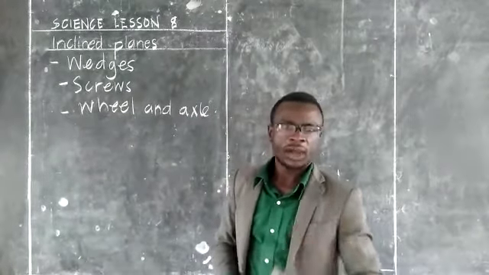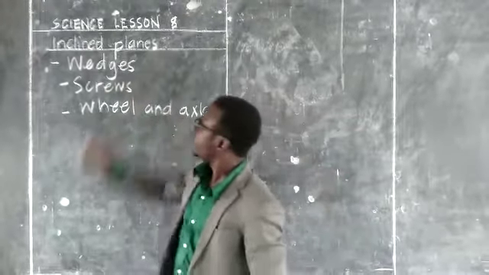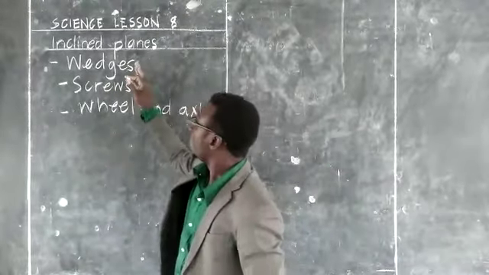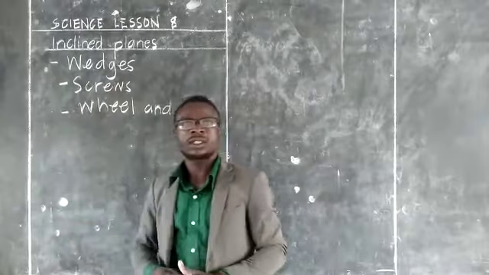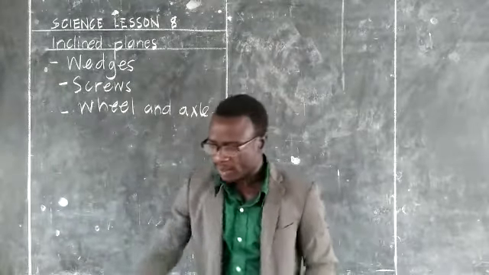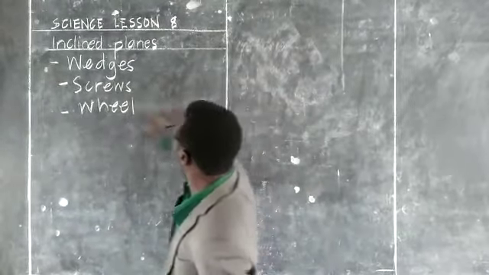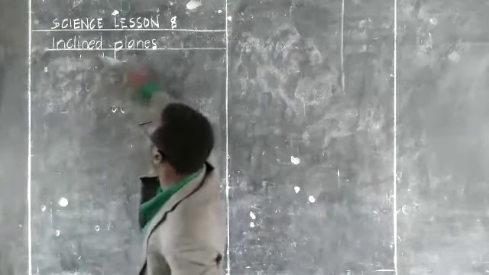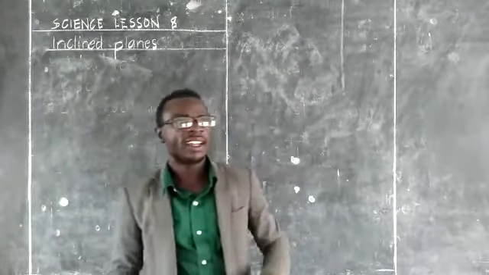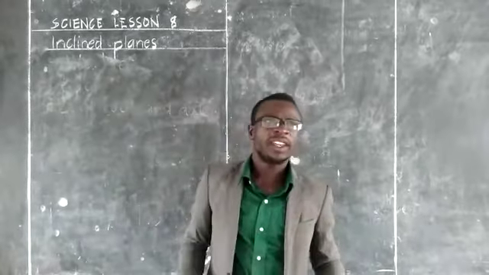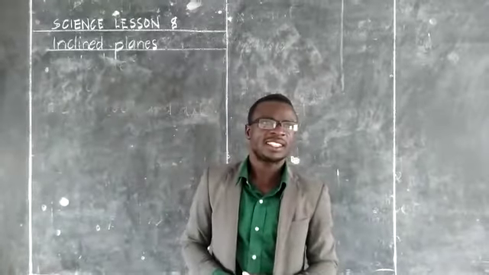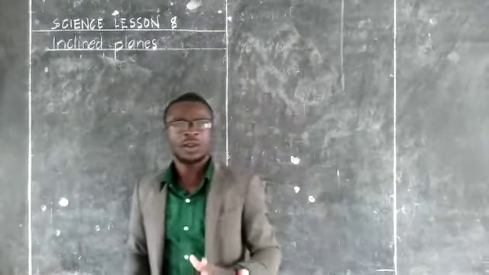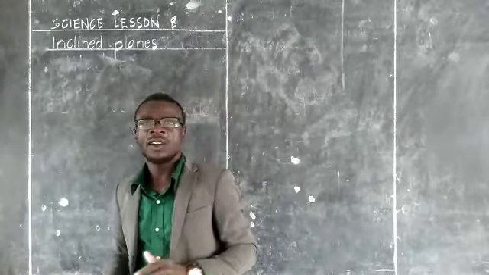My dear learner, today I want us to look at inclined planes, wedges, and the screws. Starting with the inclined planes. Inclined planes are defined as a sloping or slanting surface connecting a lower level to a higher level.